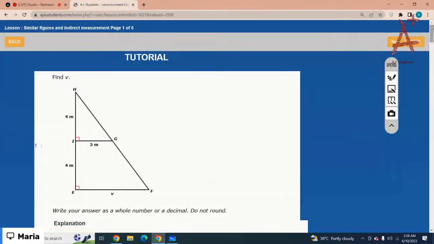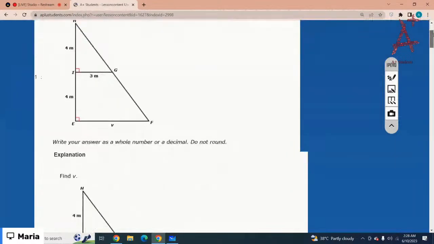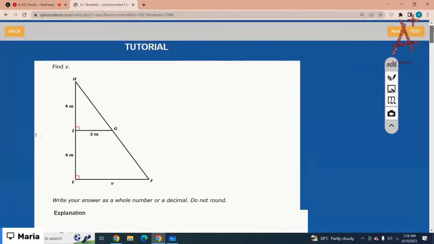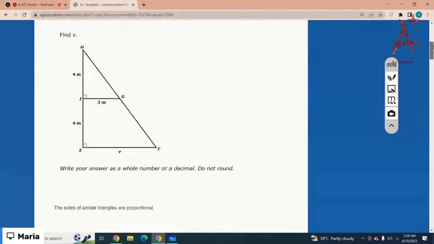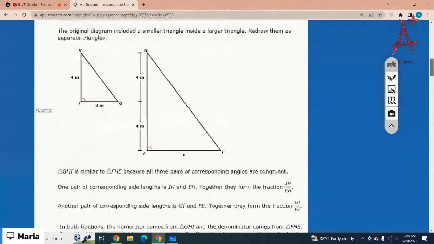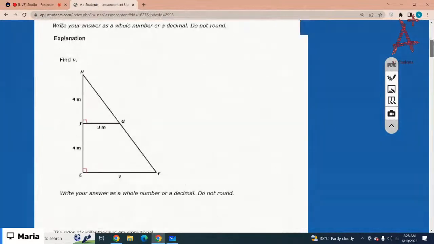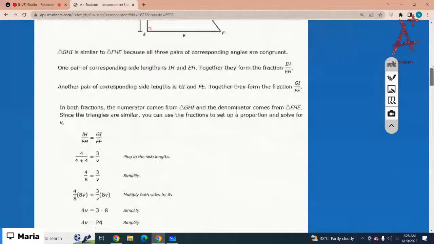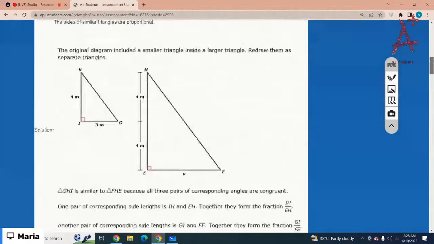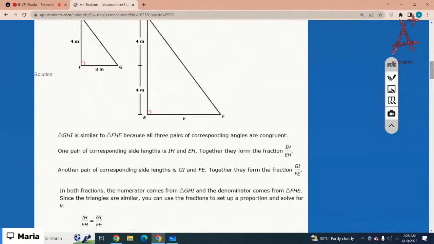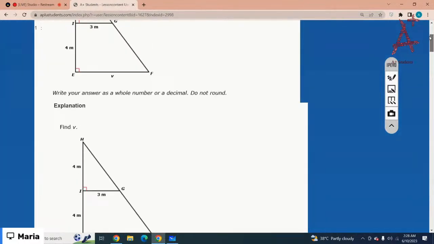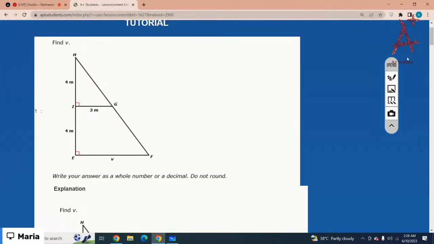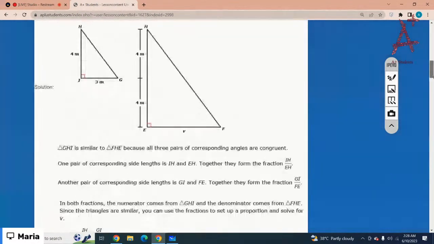Okay, find V. You have to calculate the length of V. Got it? Basically, you have to form the corresponding sides. These are the two triangles, and you can separate them. That would be the smaller triangle HIG, and that would be the greater triangle HEF.